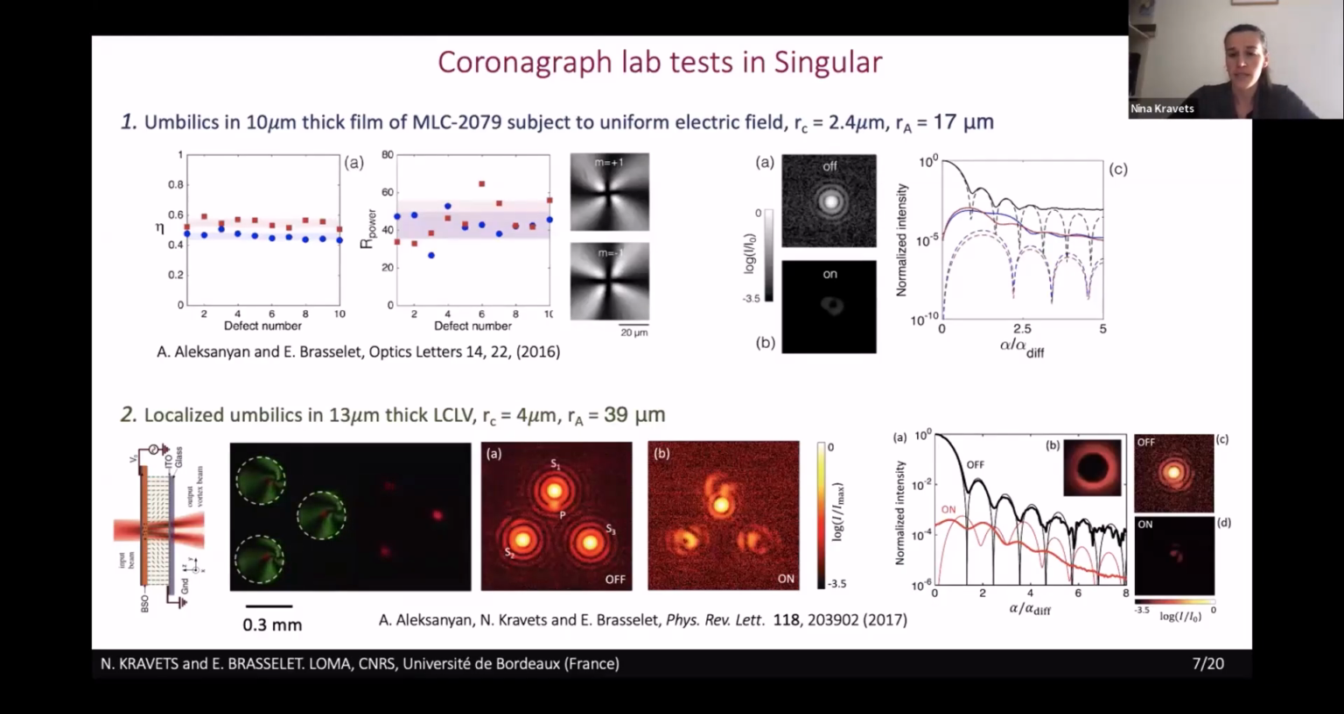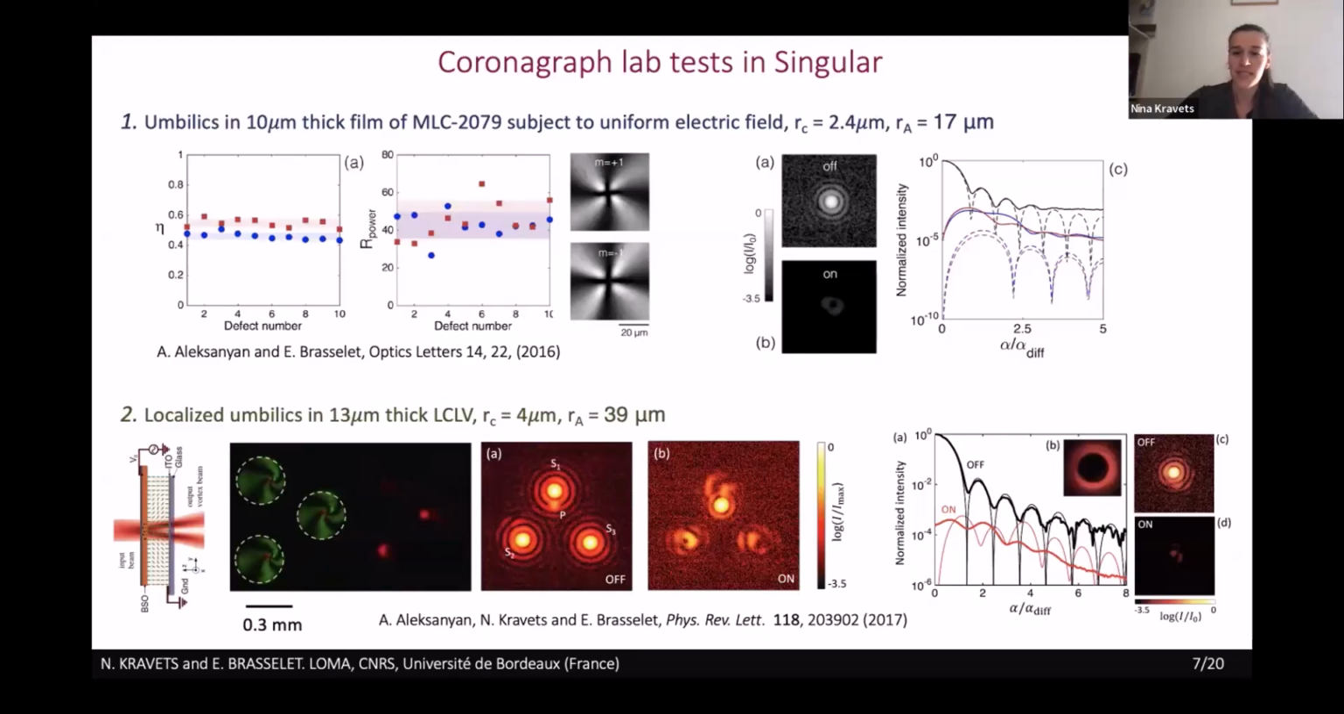And they successfully demonstrated that with this simple system, which requires absolutely no engineering, they could reach a contrast of about 10 to the minus 3 for the coronagraph performance, mimicking the star and the planet system using laser beams. And then, as I said, the drawback of the system is that the defects appear spontaneously and then they move in the sample plane, which is not practical when you are chasing the star and trying to align your telescope.